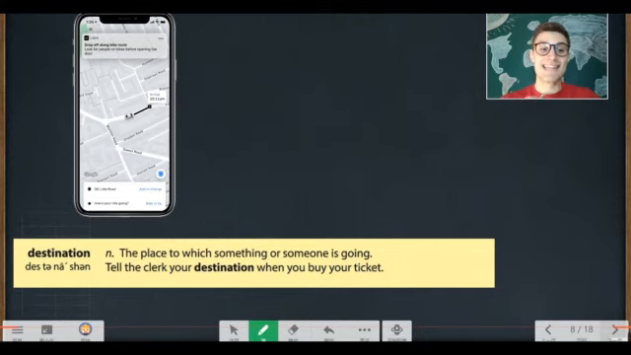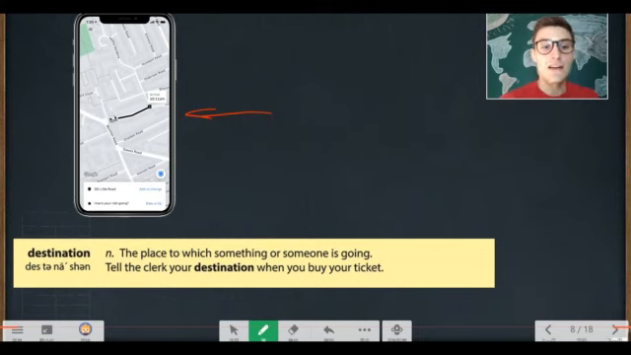Next, it's destination. Now, you'll see this on an app. So this is Uber. In the West, in America, in Europe, in South Africa, in Australia, New Zealand, a lot of countries use Uber. In China, they use Didi. So in Uber or Didi, you have to put in your destination, right? What's the destination there?